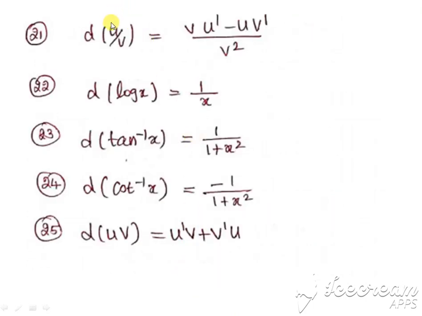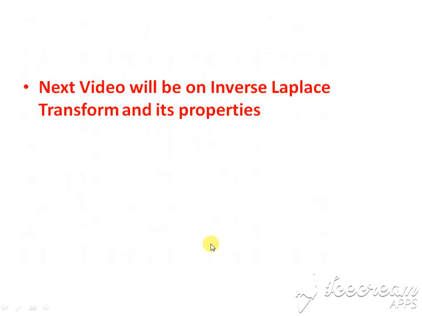Then derivatives: differentiation of u by v squared is (v u dash minus u v dash); differentiation of log x is 1 by x; differentiation of tan inverse x is 1 by 1 plus x squared; differentiation of cot inverse x is minus 1 by 1 plus x squared; differentiation of u v is u dash v plus v dash u. So the next video will be on inverse Laplace transform and its properties. Thanks.